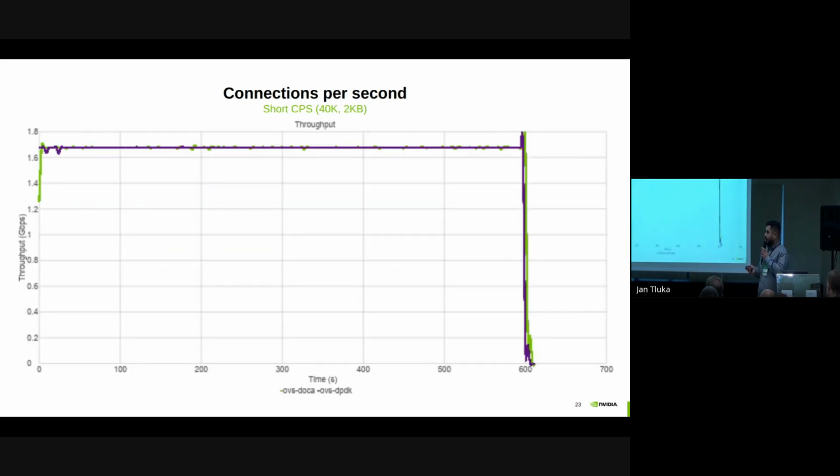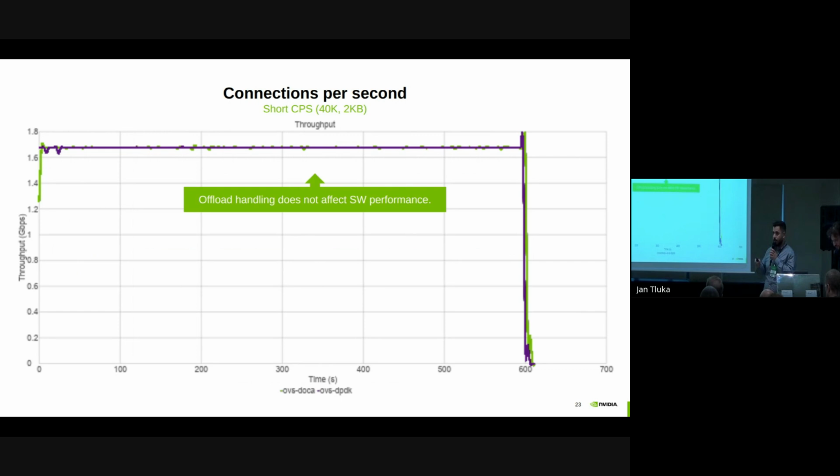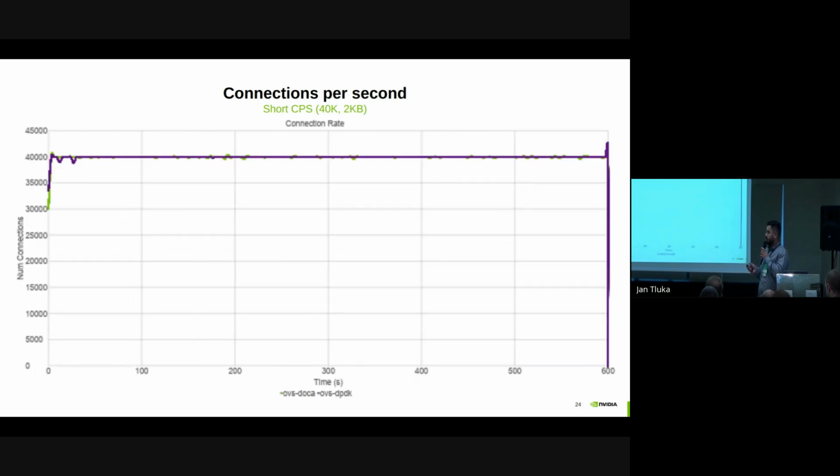So here we see that OVS DOCA and OVS DPDK perform the same, where most of our packets are not offloaded, so our software slow path is identical. So we know that the offload handling part of OVS DOCA is not affecting the software performance at all, both in terms of throughput and in terms of connection rate.